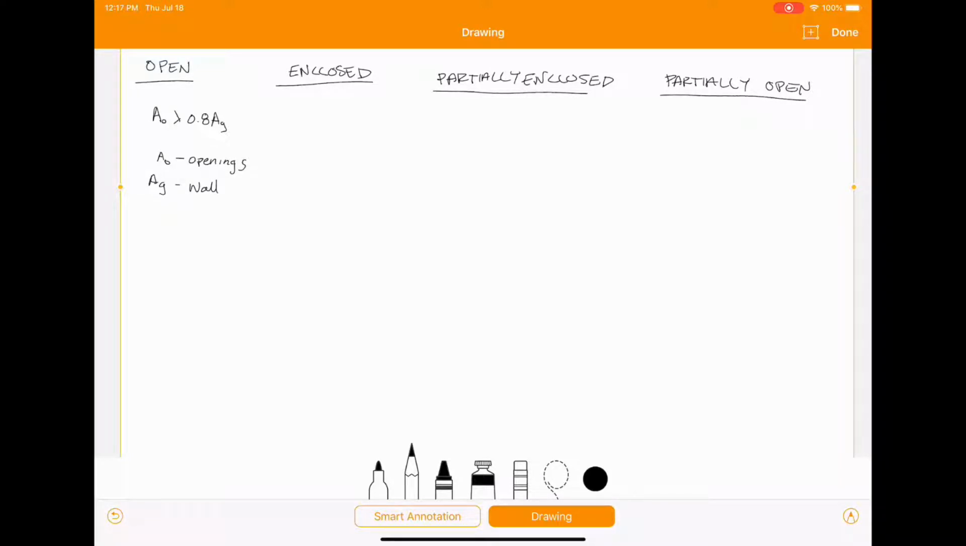For it to be classified as enclosed, it's got to satisfy this equation. A naught has to be less than the minimum of 0.01 AG or 4 feet squared. So you'll first compare these two, pick the smaller one, and then if whatever is smaller of these two is greater than A naught, then it can be classified as enclosed. And then if neither of those are satisfied, then I move on to partially enclosed, which you have to satisfy 3 different equations.